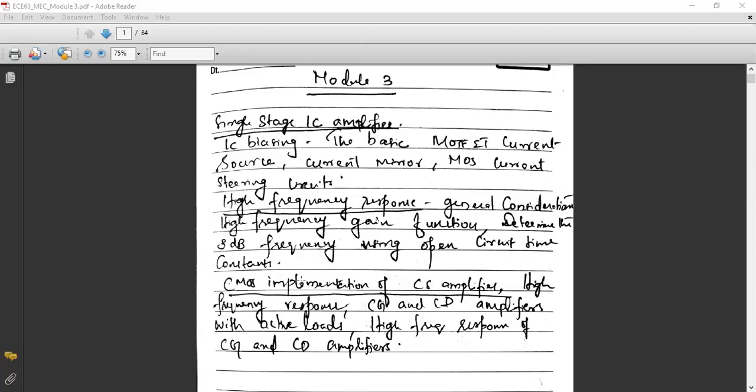In the previous module, module 2, we discussed the three amplifiers: common source, common gate, and common drain. But in this module, we are going to discuss the same three amplifiers, with active load. We will connect an active load to the amplifier, perform the analysis, and try to differentiate between the amplifiers with active loads and without active loads. So this is the introduction of this module. First we will deal with IC biasing.